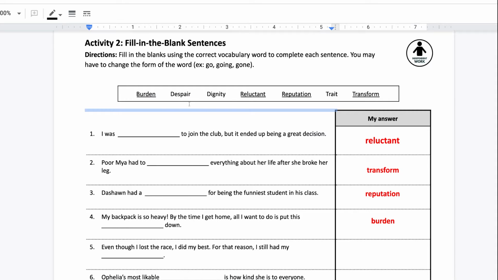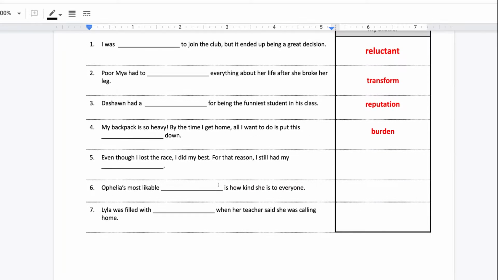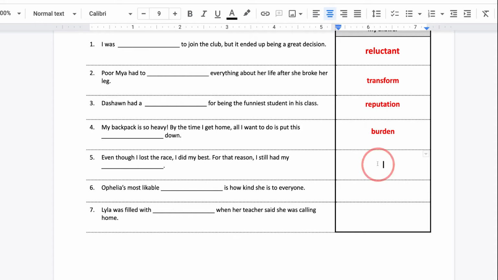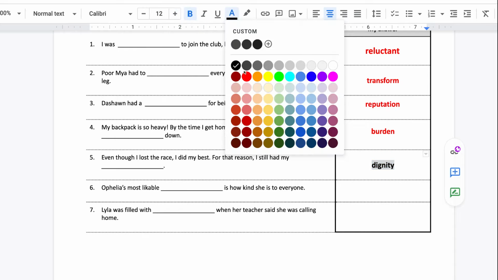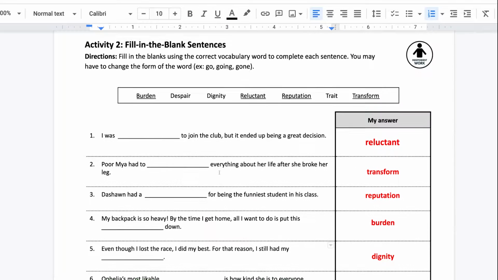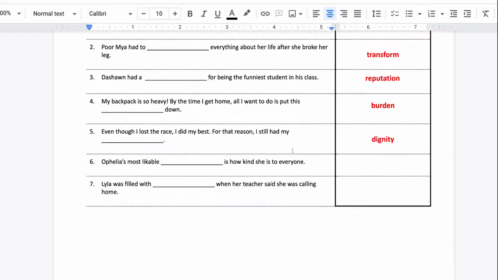Remember, despair means no hope. Dignity means respect. And trait, that makes something unique or different. So for this sentence, I still had my respect, I think probably makes the most sense there. Or honor, it also means honor. Whoops. So we're going to write the word dignity, DIGNITY. That answer is going to be number 5. We have 2 left. I'm just going to mark this one to remind myself I've used it. So the 2 we have left are despair and trait.